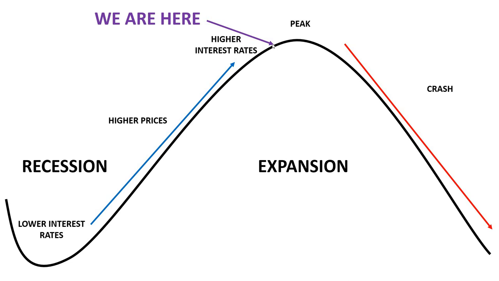We are here right before the onset of the peak and the crash, and the reason why we know this is because we went through our lower interest rate era about 2 to 3 years ago. We've incurred our higher price era 1 to 2 years ago. We're currently going through a higher interest rate era now, and so the next stage is the peak and then the crash.